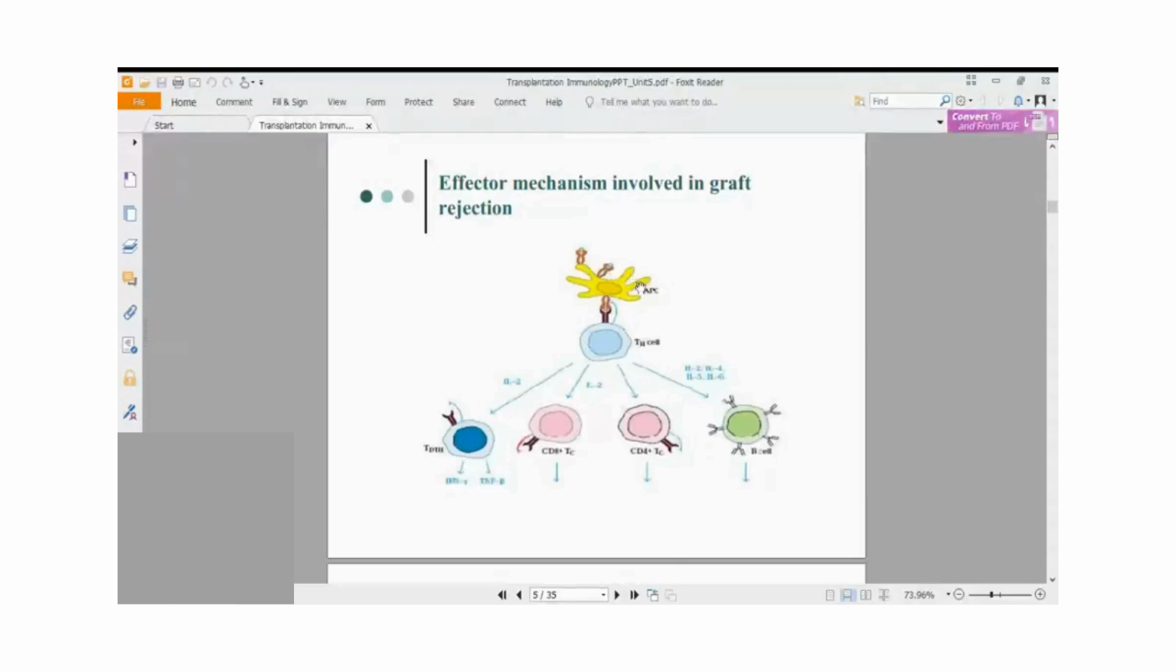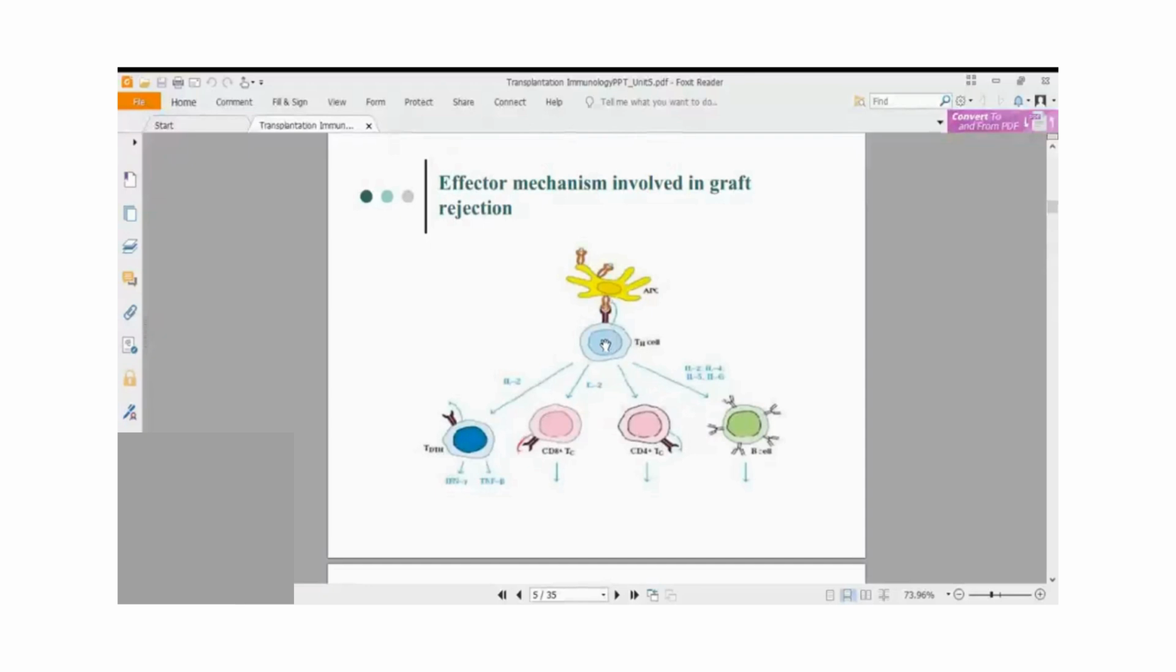As soon as the passenger APC of donor origin presents the donor's antigen on class 2 MHC, whichever TH cell comes in contact with that antigen for the first time will immediately undergo activation. It has been presented with a foreign antigen, and it was not tolerized against this antigen because it had not seen this antigen before. It will get activated. As soon as the TH cell gets activated, it will differentiate into TH1 cell and TH2 cell.